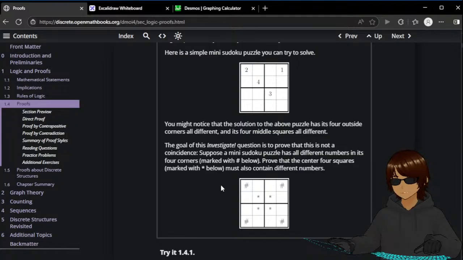Now I notice that the solution of the above puzzle has 4 outside corners all different and its 4 middle squares all different. The goal is to investigate. The question is to prove that this is not a coincidence. Suppose a mini puzzle has all different numbers in its 4 corners marked with this. Prove that the center 4 squares marked with asterisk must also contain different numbers.